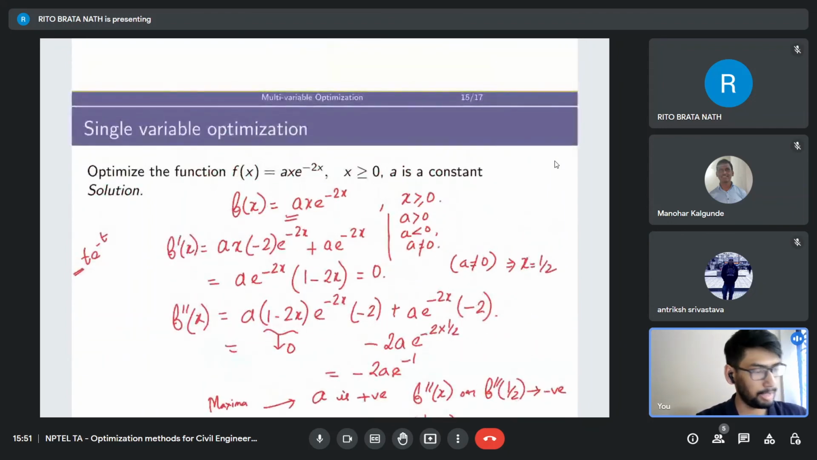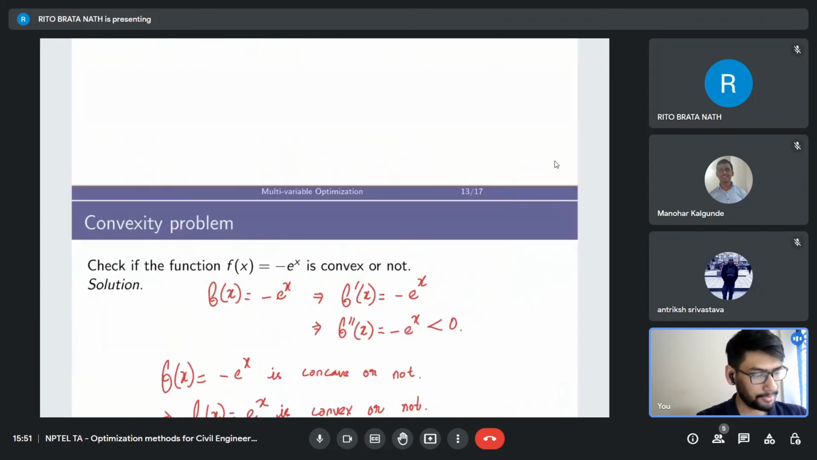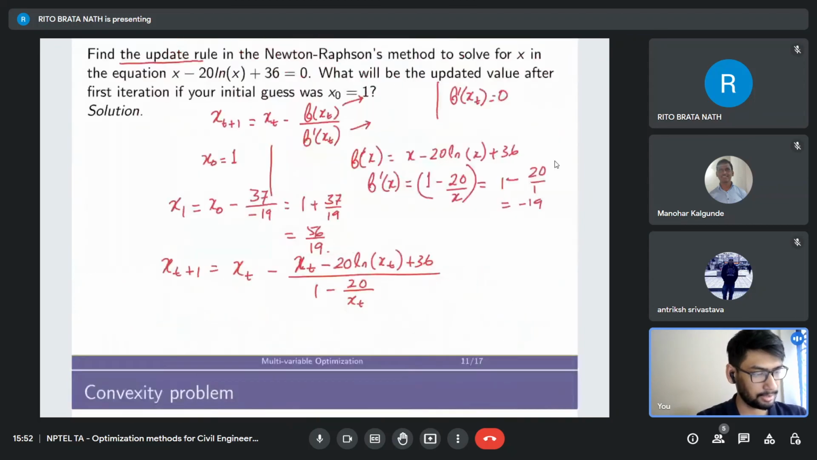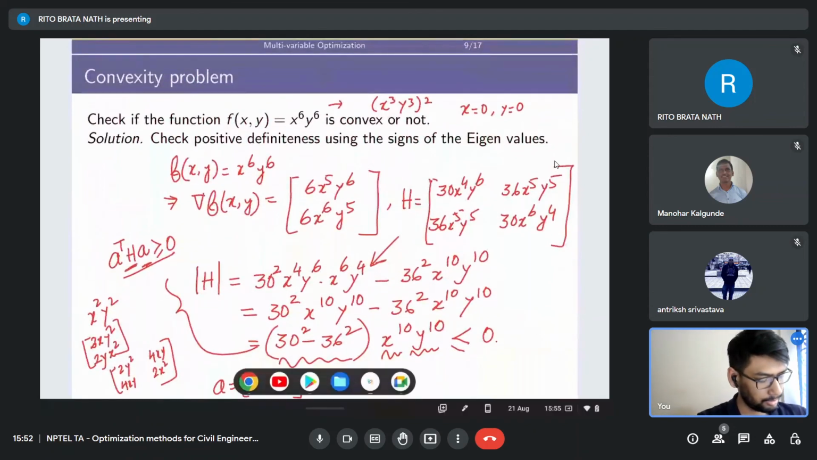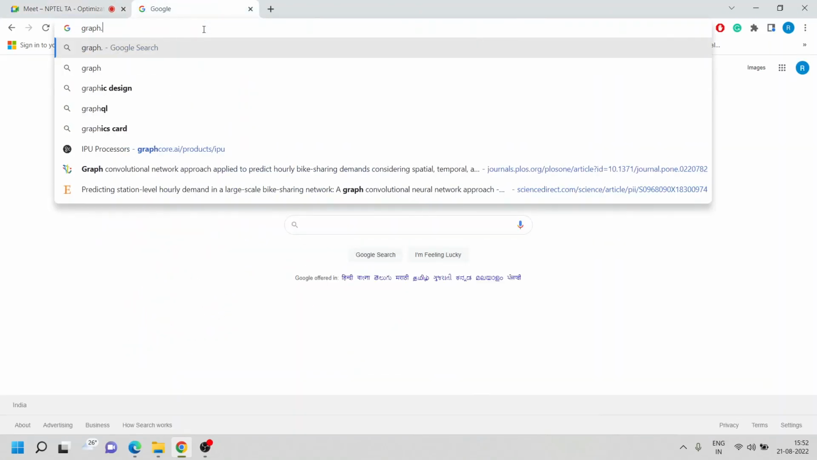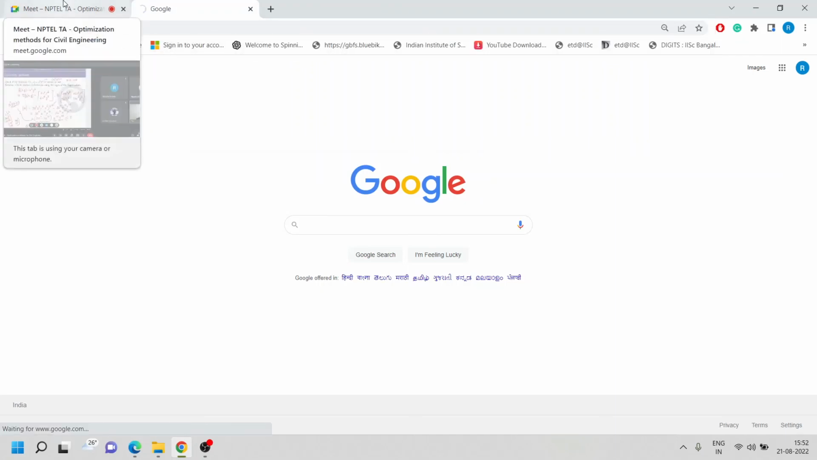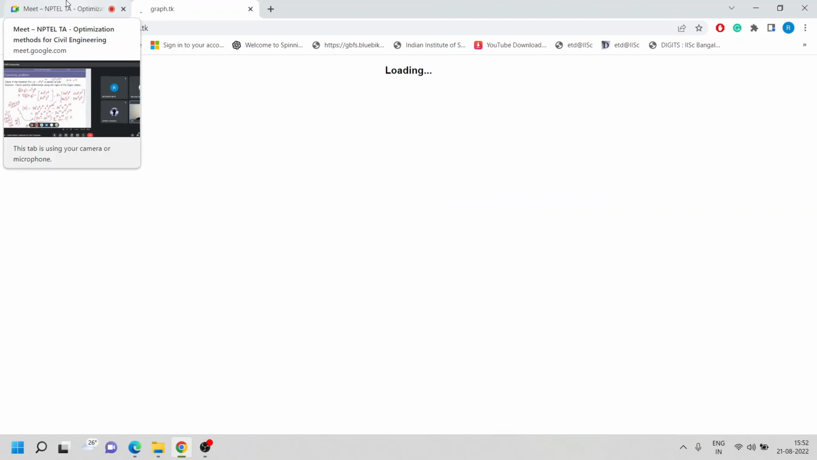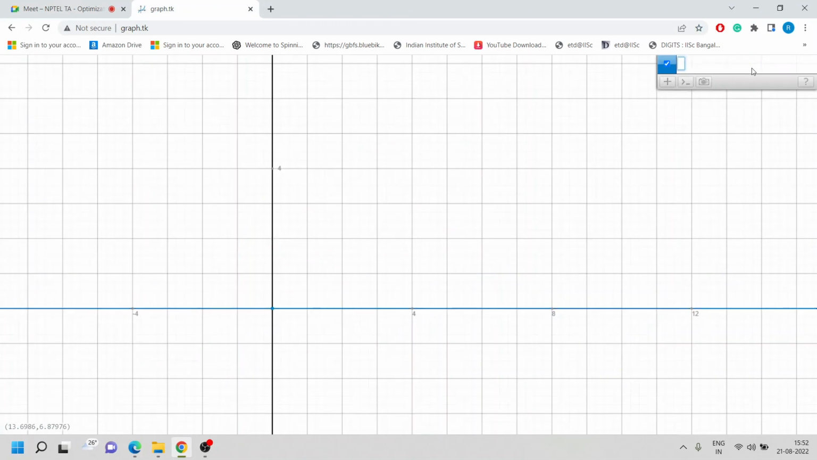Since I have 5 more minutes, let's see if I can show you some of the graphs that we have already discussed in this class, and whether those were convex or concave or not. So let me unshare the screen. I'll do that pretty quickly. Just wait for a couple of minutes, I'll have it ready.